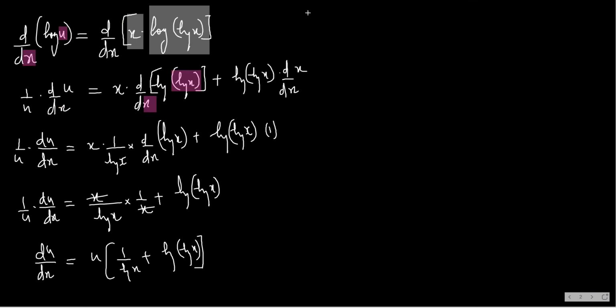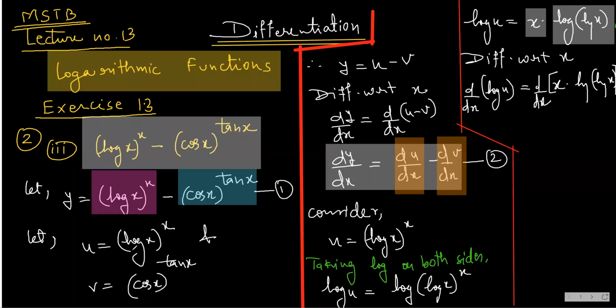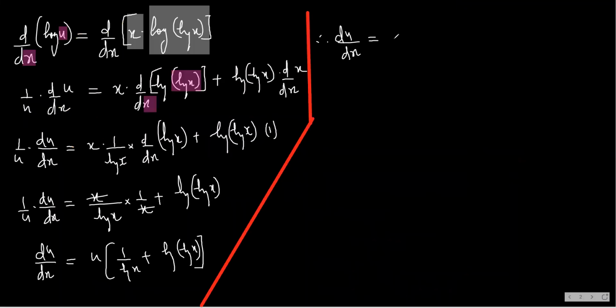Here I just put a line of demarcation, and here I have, so therefore du by dx is u. What's u, students? u is log x raised to x. So you have log of x raised to x, and into this, that is 1 upon log x plus log of log x. That's complete, and this is equation number 3.